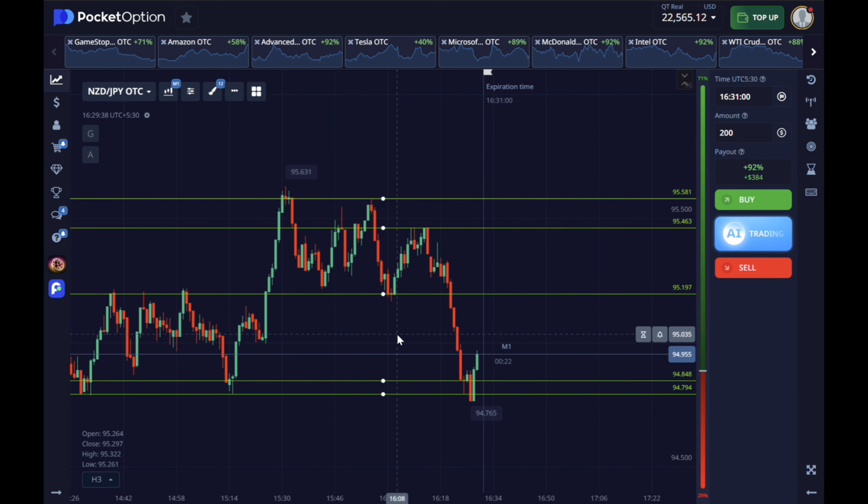That's why I've tried to share here how we can try this on a live chart to see how much accuracy we can get. So almost all my trades here were profitable.